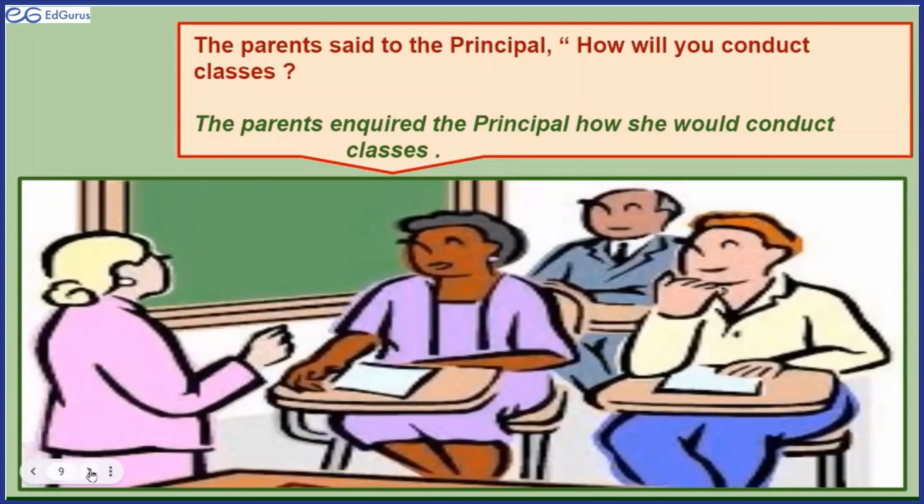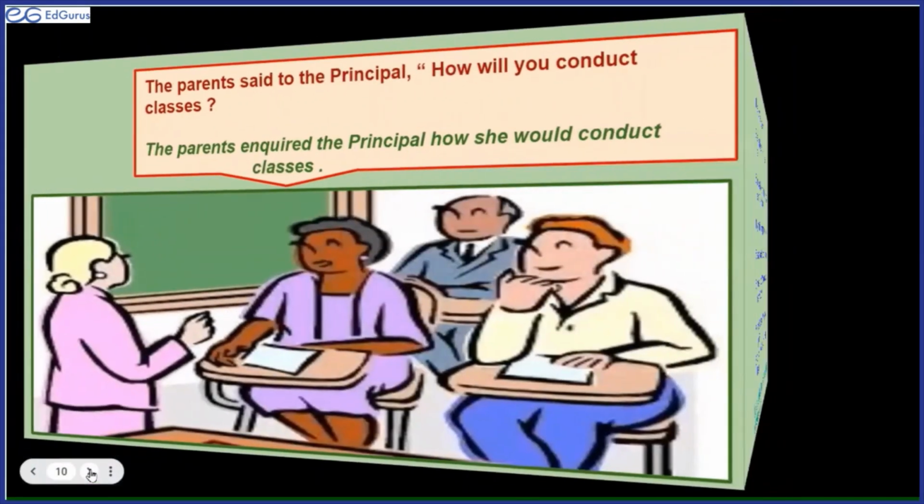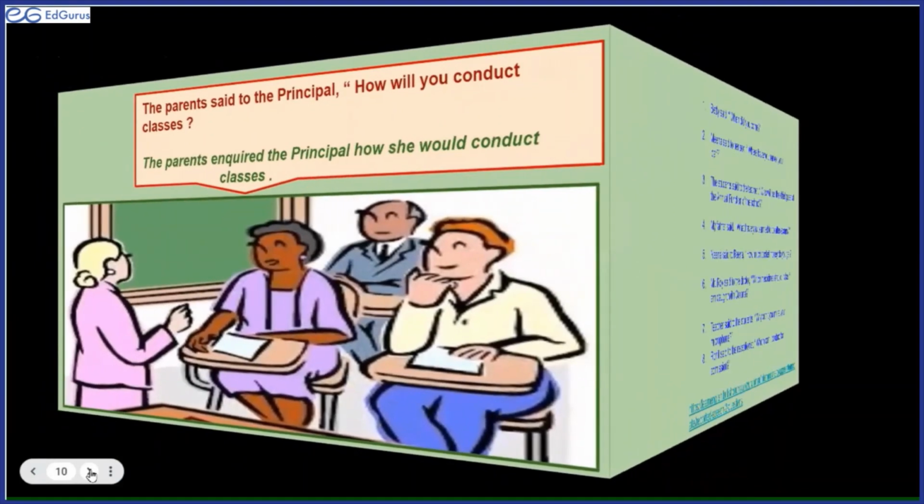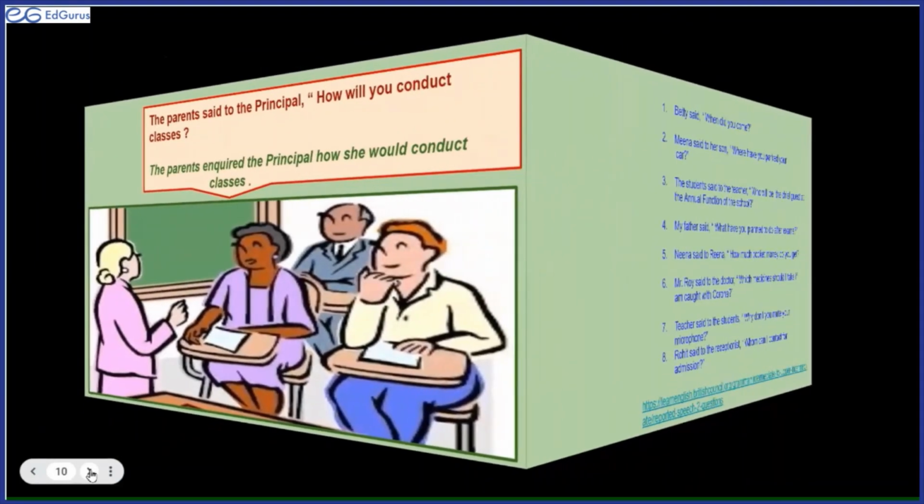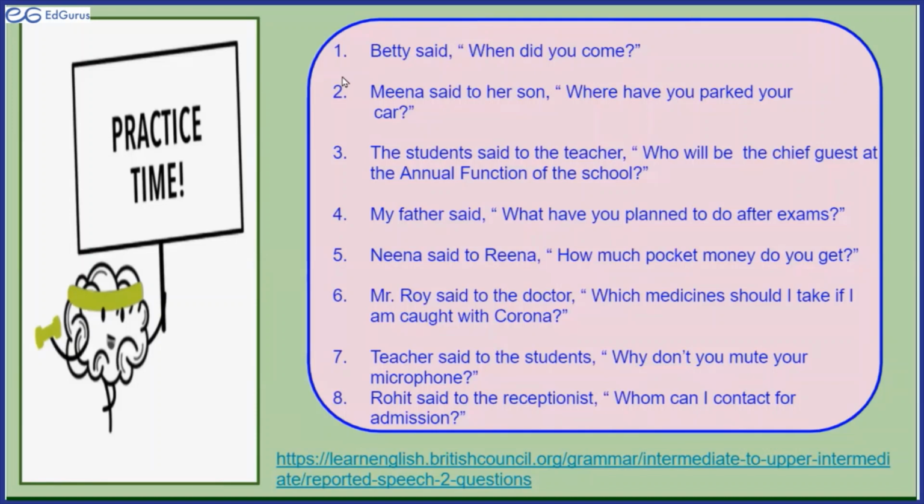I hope you have understood this. Yes, ma'am. Right? Now, these are the sentences for practice. Betty said, when did you come? Now you change this into reported speech, Anmol. Betty asked that when you. Do remember it is an interrogative sentence. When you have been.